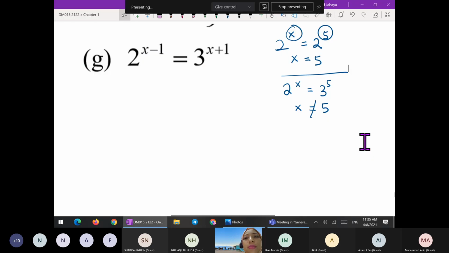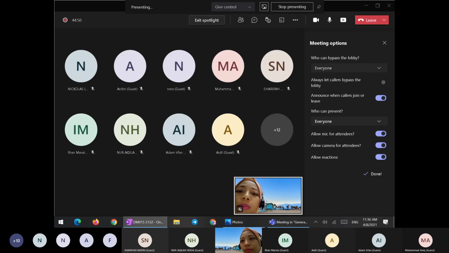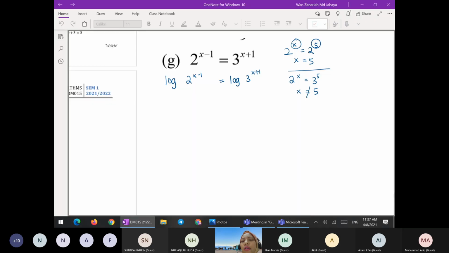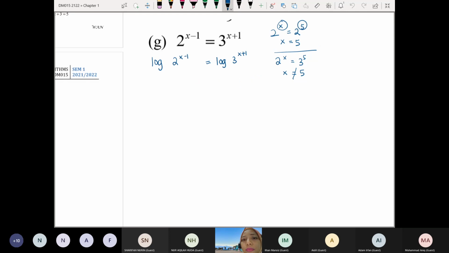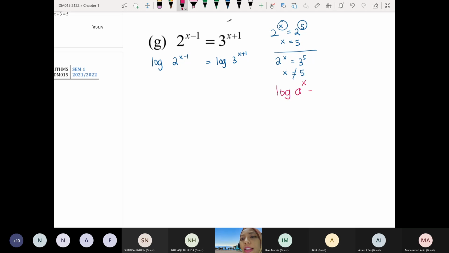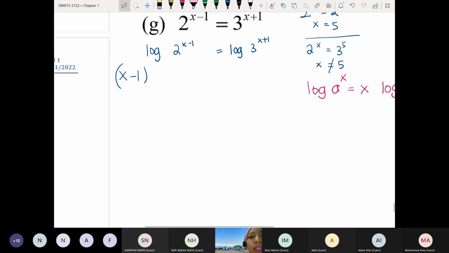Jadinya you need a help. You need help daripada siapa? Log. Yes, log. So bila you dah introduce log kiri, you kena buat log kanan. Okay, if given to you this kind of function where the base are not the same, so you introduce log. When you introduce log, you can use the properties of log, where log A to power of x is also equivalent to x log A. Kita bawa ke depan. So, it becoming x minus 1 log 2. And then this one, x plus 1 log 3.